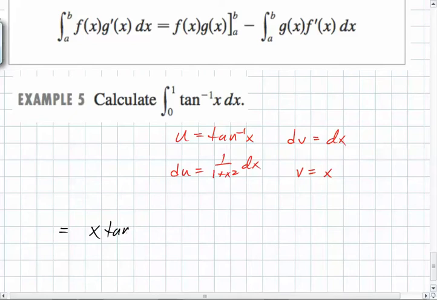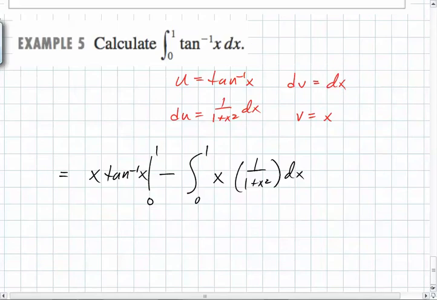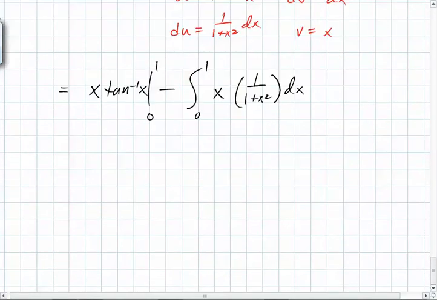x tan inverse x minus the integral, and we got to go from 0 to 1. Exactly. From 0 to 1 of x over 1 plus x squared dx. So now we could do the first part out here. When you plug in 1, you get pi over 4 for this first part, and when you plug in 0, you get 0. So you get minus.